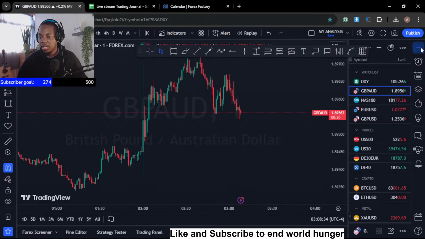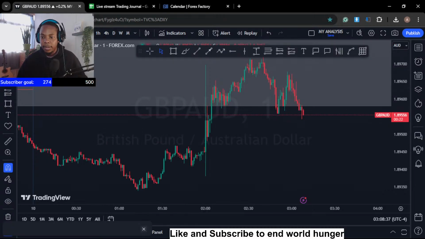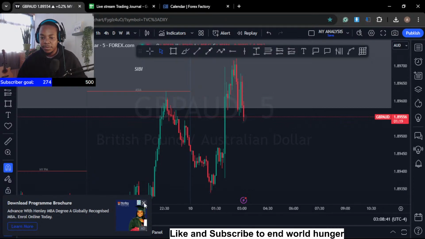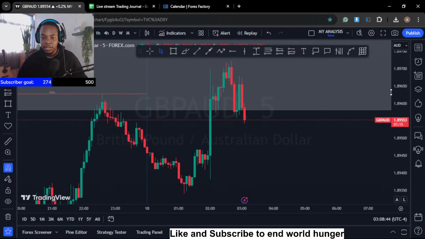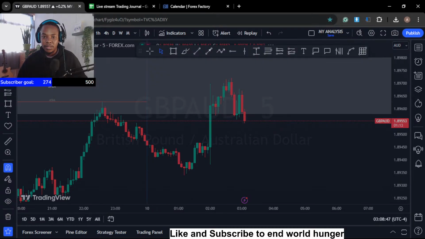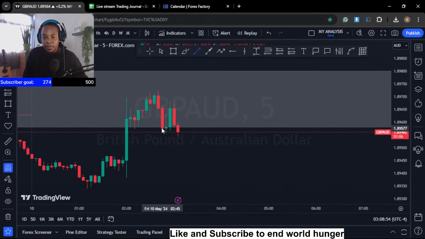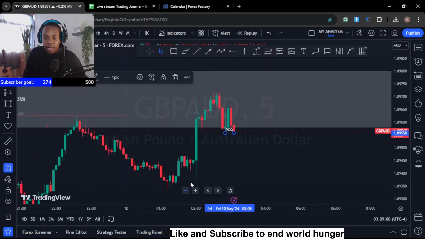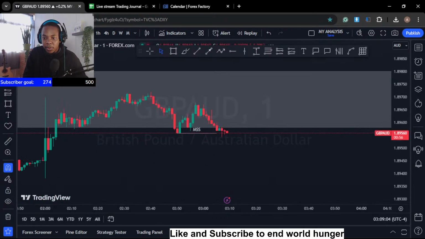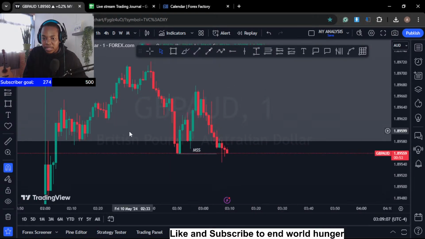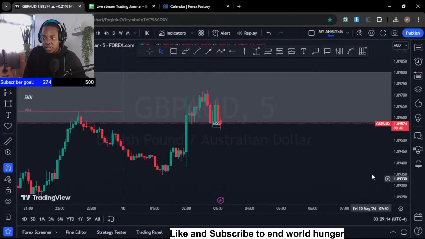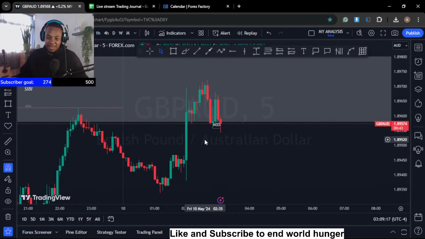Let me check AUD. On AUD, I've been actually waiting for a 5-minute market structure shift. I actually want to take a sell on GBPAUD, sorry. So if this 5-minute market structure shift can give me what I want, I would be happy to take a sell. Maybe on the 1 minute. No, it's too noisy. So if this market structure shift can play out the way I want, I'll actually be happy to take this trade.